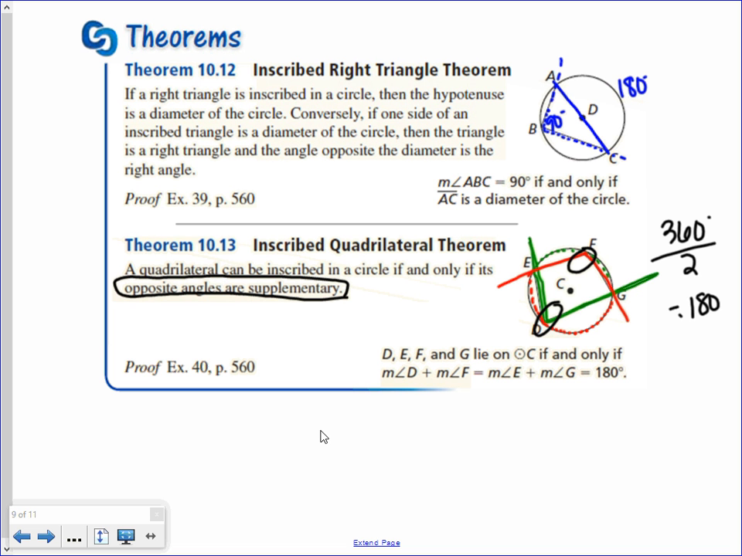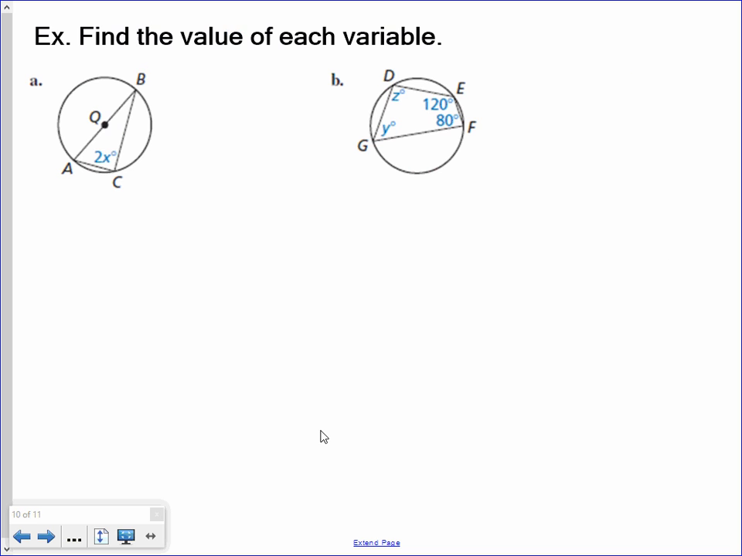So if you ever have a quadrilateral inside of a circle, the opposite angles would always be supplementary, which makes sense because their arcs make up an entire circle together. Opposite angles are supplementary. Okay, what does supplementary mean? Add up to 180. Great.